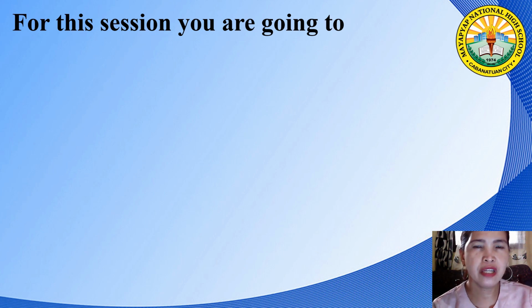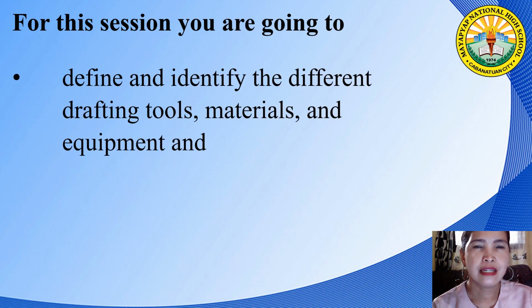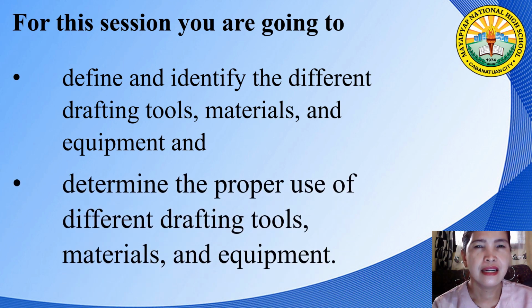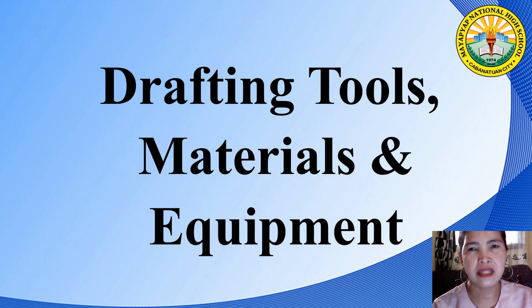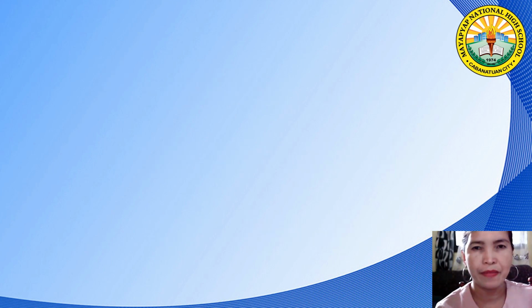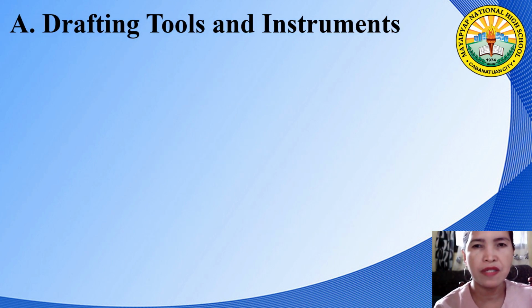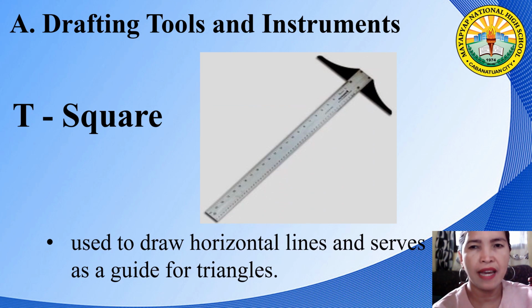For this session, you are going to define and identify the different drafting tools, materials, and equipment, and determine the proper use of different drafting tools, materials, and equipment. Let's talk about drafting tools, materials, and equipment. The first are the drafting tools and instruments. Number 1 is T-square. It is used to draw horizontal lines and serves as a guide for triangles.